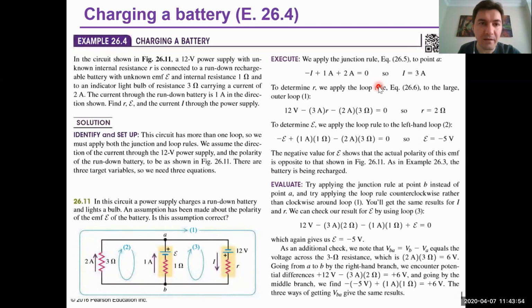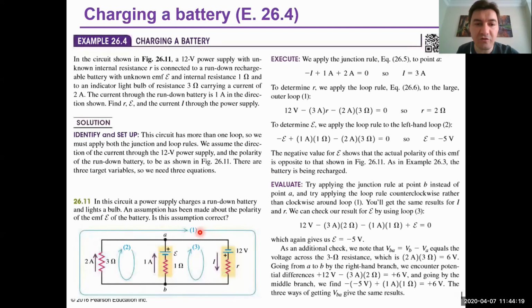So we have calculated the current. It is 3 amp. We have another 2 unknowns. One is the internal resistance of this EMF, and the other one is the EMF of this battery. So how to calculate it? We can apply the loop rule.